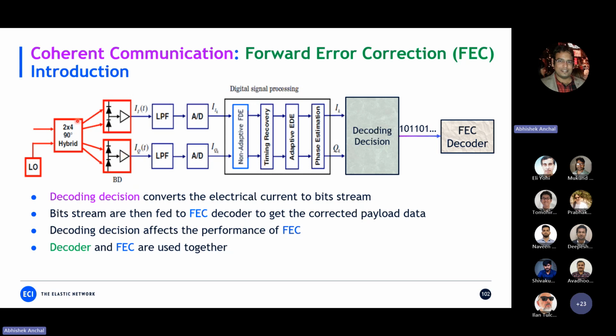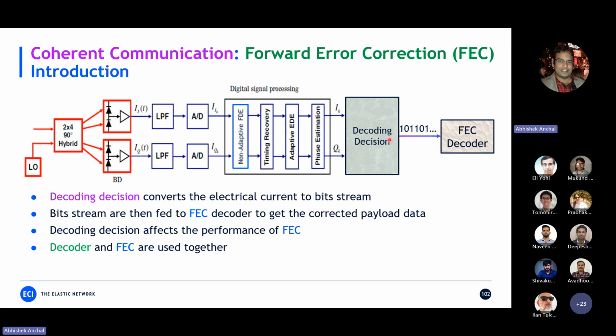If you remember this diagram from the last session, we receive the data, convert it into I and Q current, and try to remove the phase noise and intensity noise, etc. We try to get these pure I and Q symbols, which are higher order modulation format symbols. From I and Q, we try to recover the bits. We need to provide certain thresholds to decide whether a symbol belongs to this or that. So we try to recover the bits from the symbol, and that recovery is called the decoding decision, how we decode to the original bits.